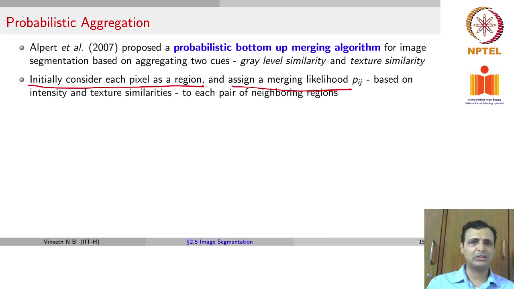We are not going to go into each of those details. I will point you to the reference. If you're interested in knowing how exactly it's implemented, you can look at the paper for those details. But it's broadly based on intensity. You know how to compute intensity. By now you know how to compute texture. We talked about it the last time. So the Pij is based on intensity and texture similarities between the two pixels.